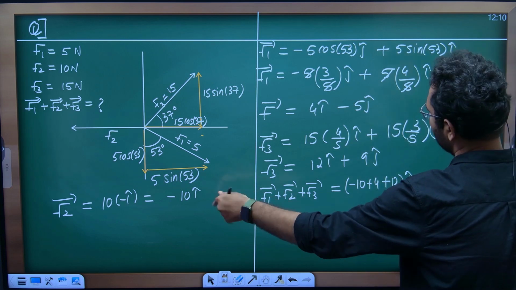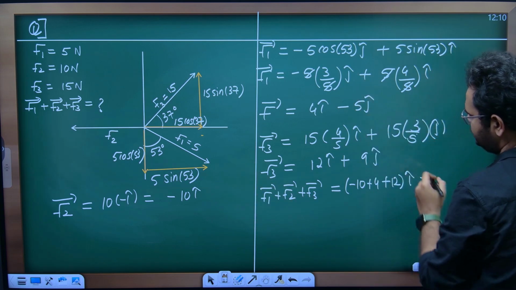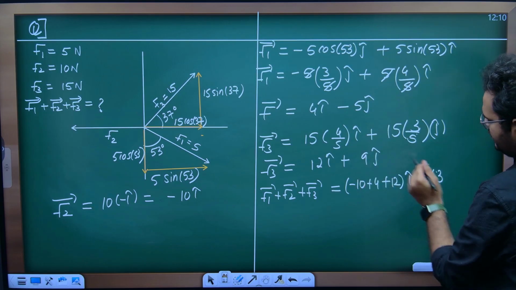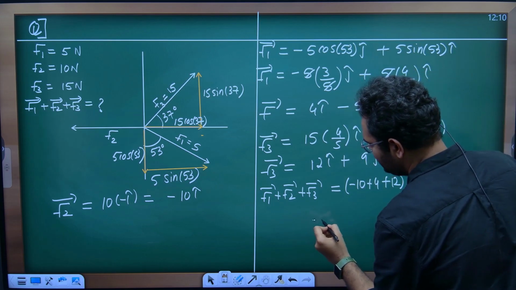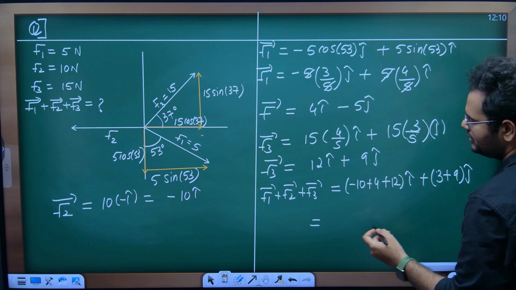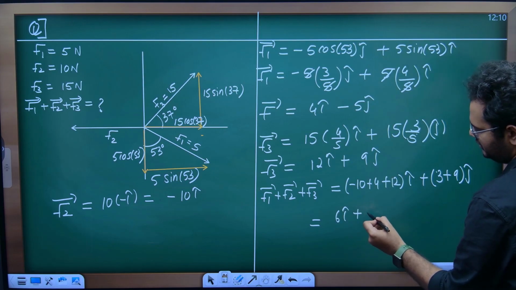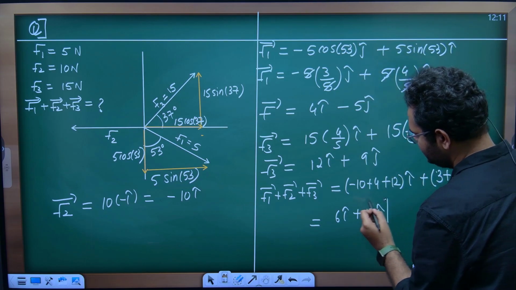Here, no j cap is there. Where else is j cap? Here it is j cap. In j cap it is minus 3 and plus 9 j cap. So finally what are we getting? 12 plus 4, 16. 16 minus 10 is 6. 6 i cap plus 12 j cap?